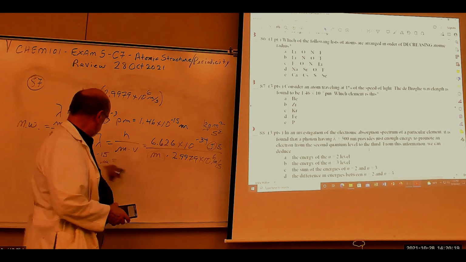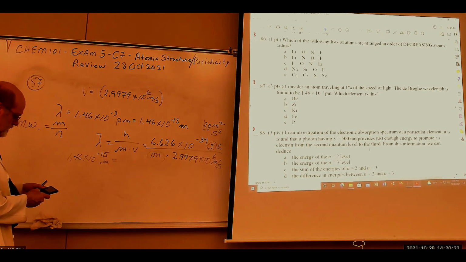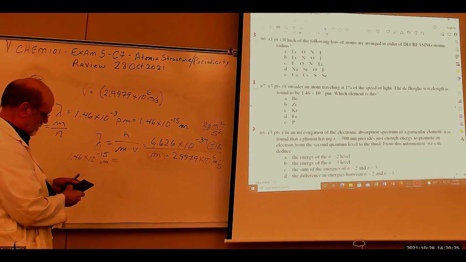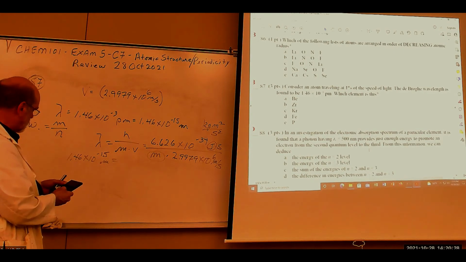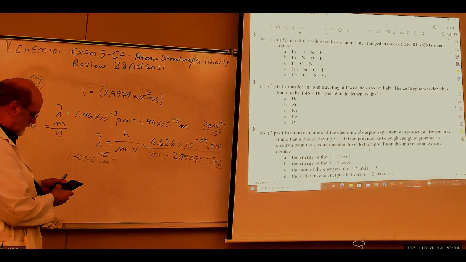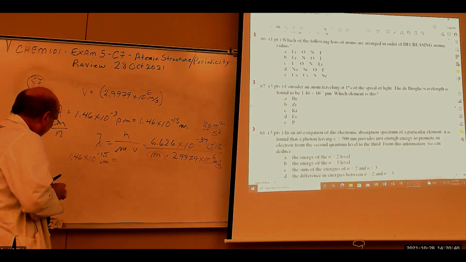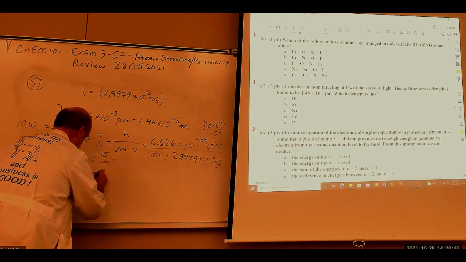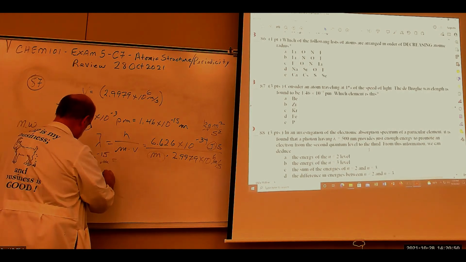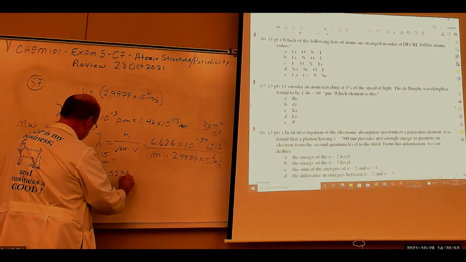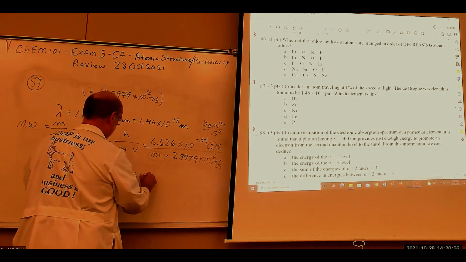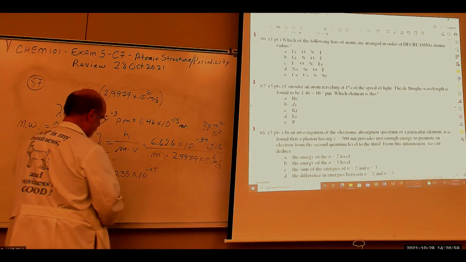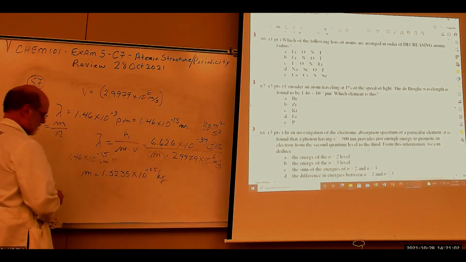So I'm going to take this one, divide by that one: 6.626 exponent negative 34, and 1.46 exponent minus 15, divide that, and then 2.9979 exponent 6. So I get the mass of our atom is 1.5235. Hang on to a few decimal places just to avoid rounding error. 25 kilograms. And that's for one atom.